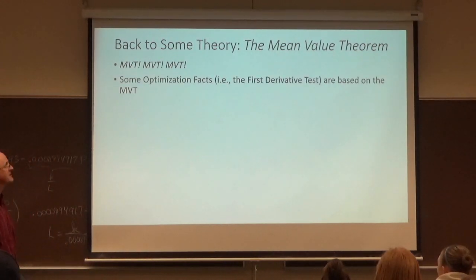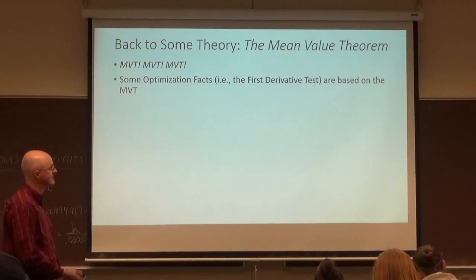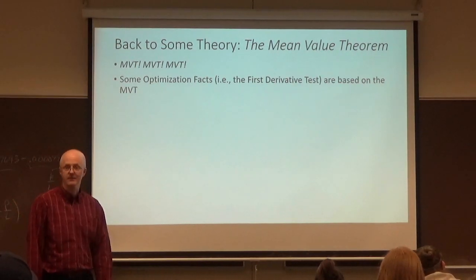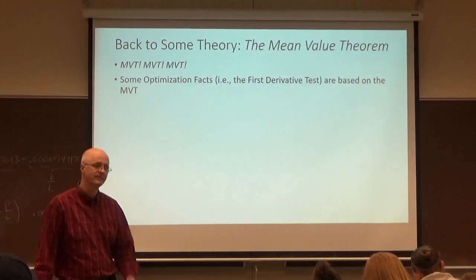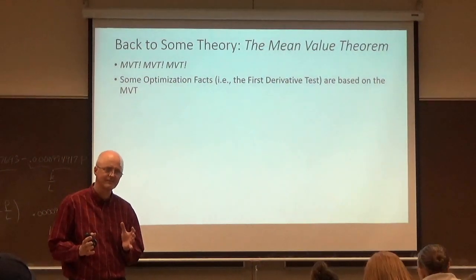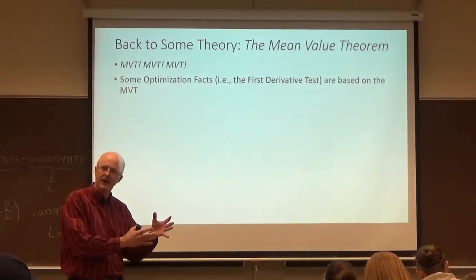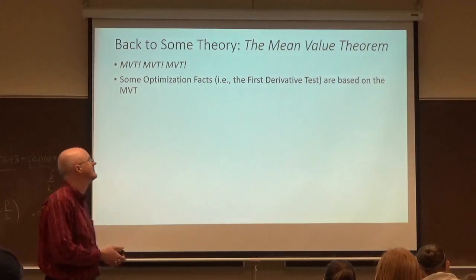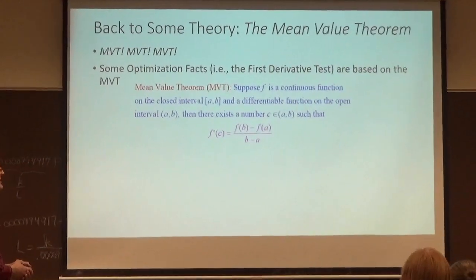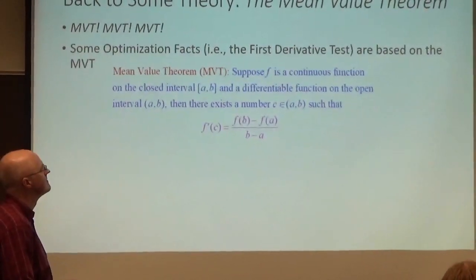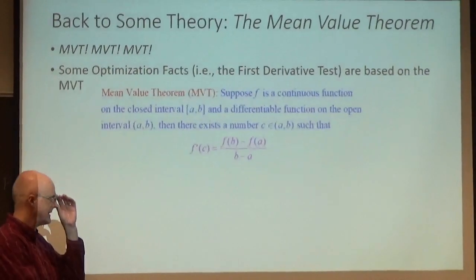Some of our optimization facts, for example, the first derivative test, are based on the mean value theorem. And the first derivative test is certainly plenty useful. So the mean value theorem is kind of abstract, but it's got useful consequences. Here's a statement. This is the official statement. It's probably worth writing these things down.